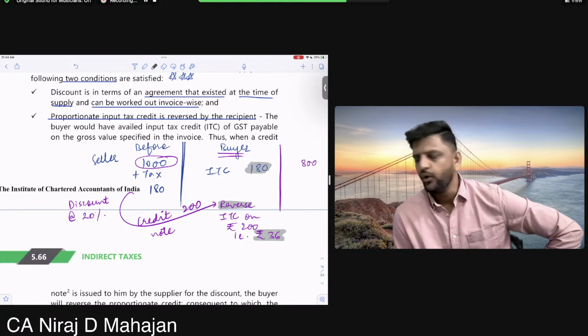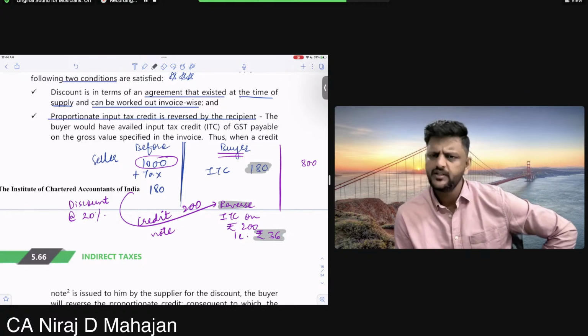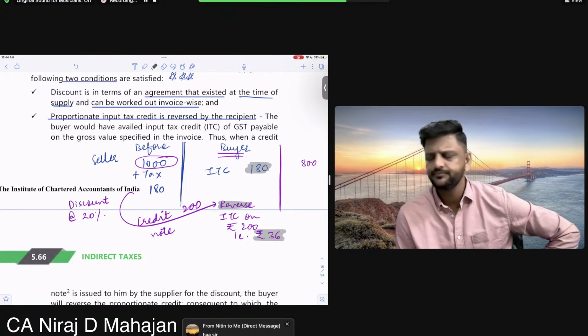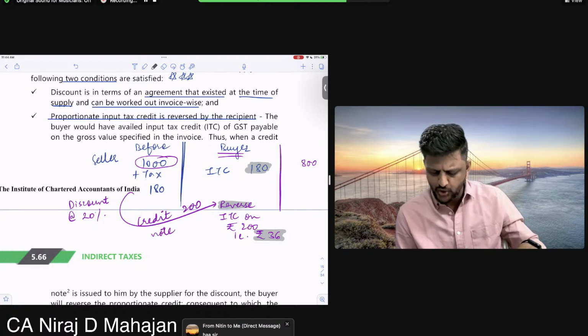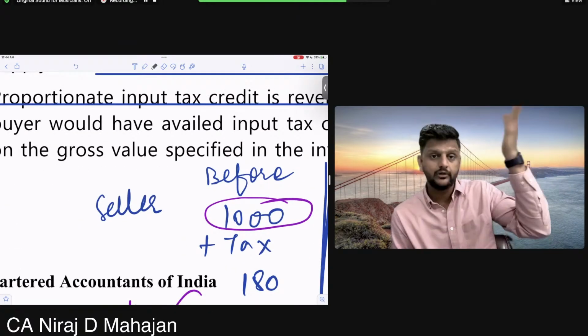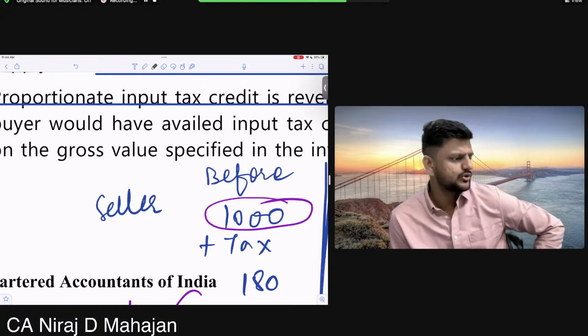pay attention, Nitin. The original invoice was how much? 1,000. Correct? The seller charged 18%, 180 as tax. Now, at the time he issued this invoice, he did not know whether the buyer will buy more or no, whether the buyer will be eligible for post supply discounts or no.